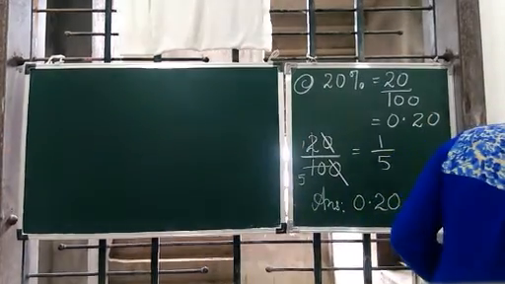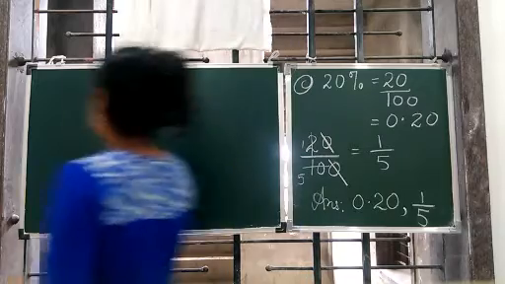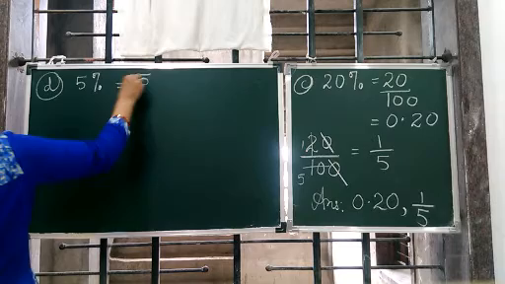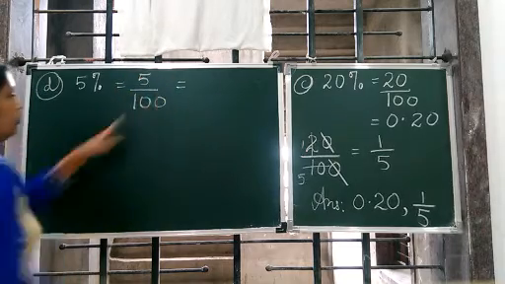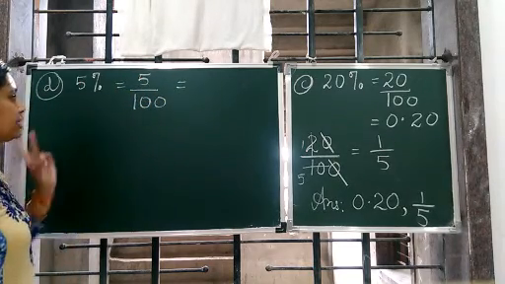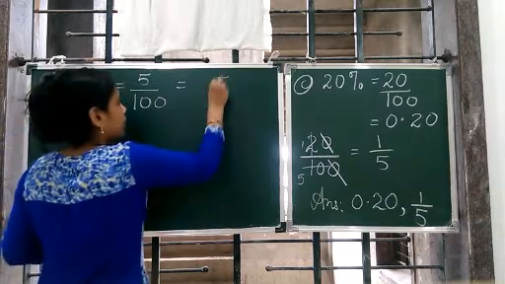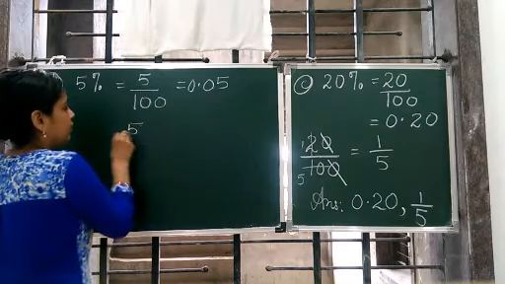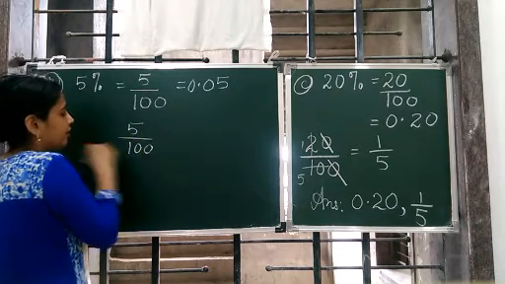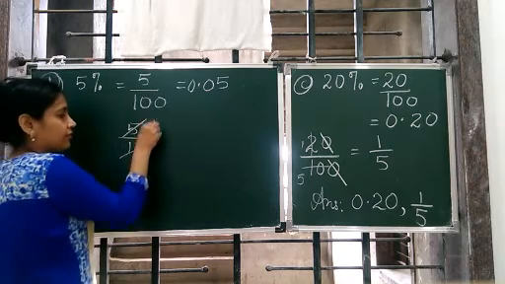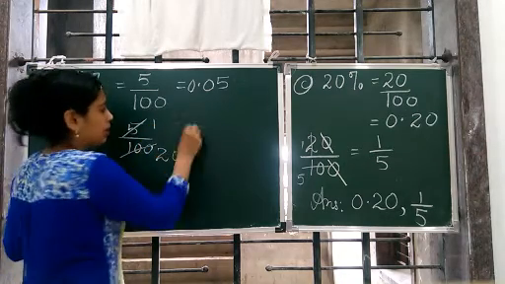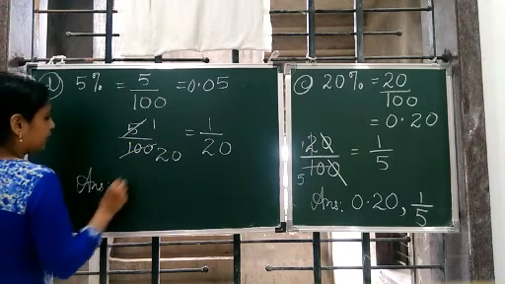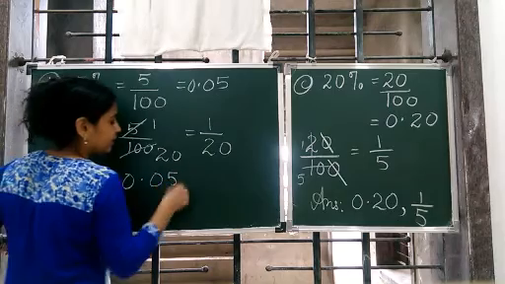Then we do D. 5%. That is 5 by 100. 2 zeros. That means we need 2 decimal places. We have only 1. So for another we put a 0. So 0.05. Now we convert this 5 by 100 into its simplest form. 5 ones are 5. 5 20s are 100. So 1 by 20. So what are your answers? 0.05 and 1 by 20.